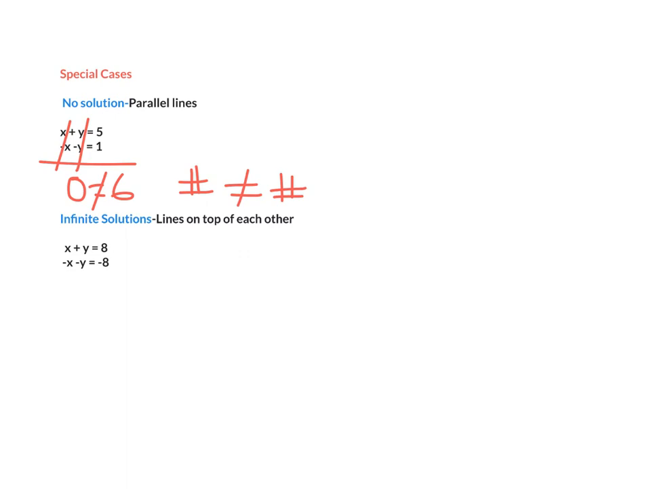The other case is where we will have infinite solutions, where the lines will be on top of each other. So if I were to solve, x minus x will cancel out, y minus y will cancel out. I'll be left with 0 equals 8 minus 8 will give me 0. So this is where a number will equal another number.